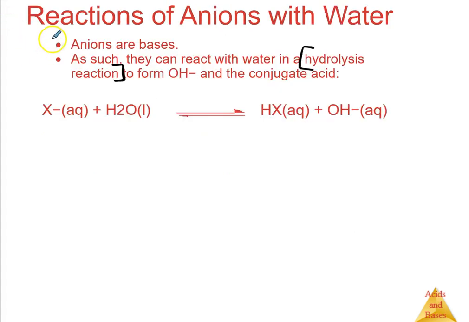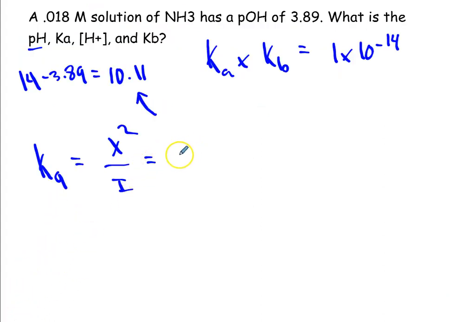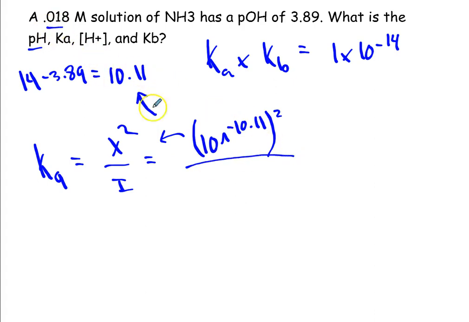Okay. This will sort of lead us into chapter 17. Log of the negative pH. So we take 10 raised to the negative 10.11. Okay, that's that. That's how we found x. You with me on that? I'm kind of combining everything. I divide by the initial, which it told me was 0.018.